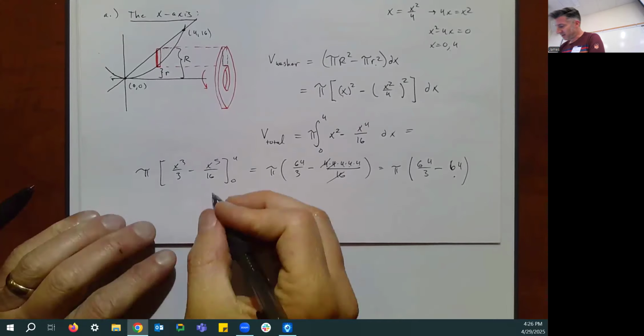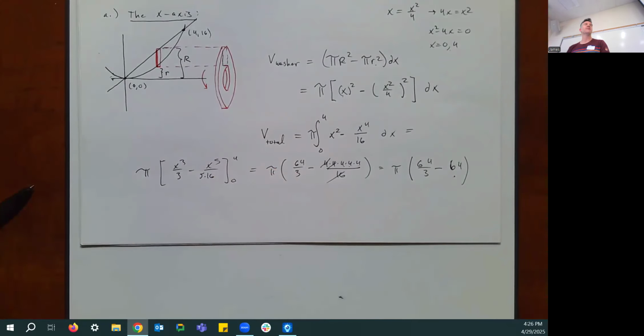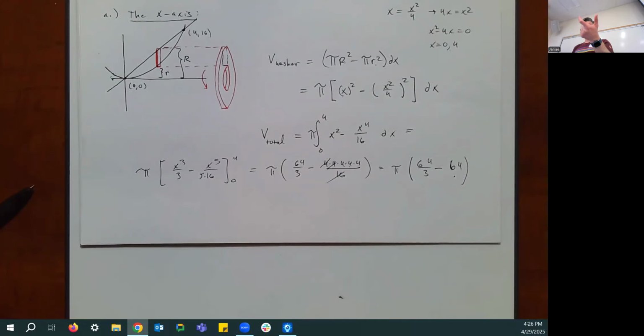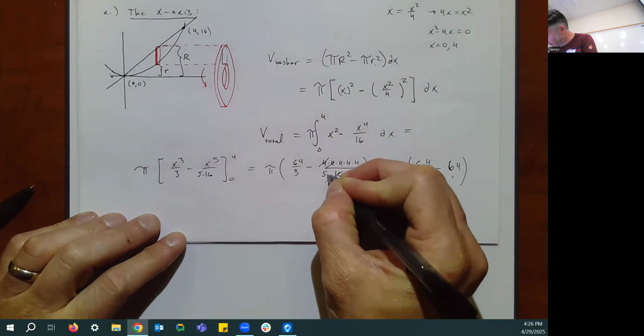Divided by 5 times 16. But again, it's good to think about what your integral means, right? If this integral represents a volume and we can see that we're getting a negative answer, we've got to go back and look at something. Good catch. Thank you so much. I would have gone crazy.